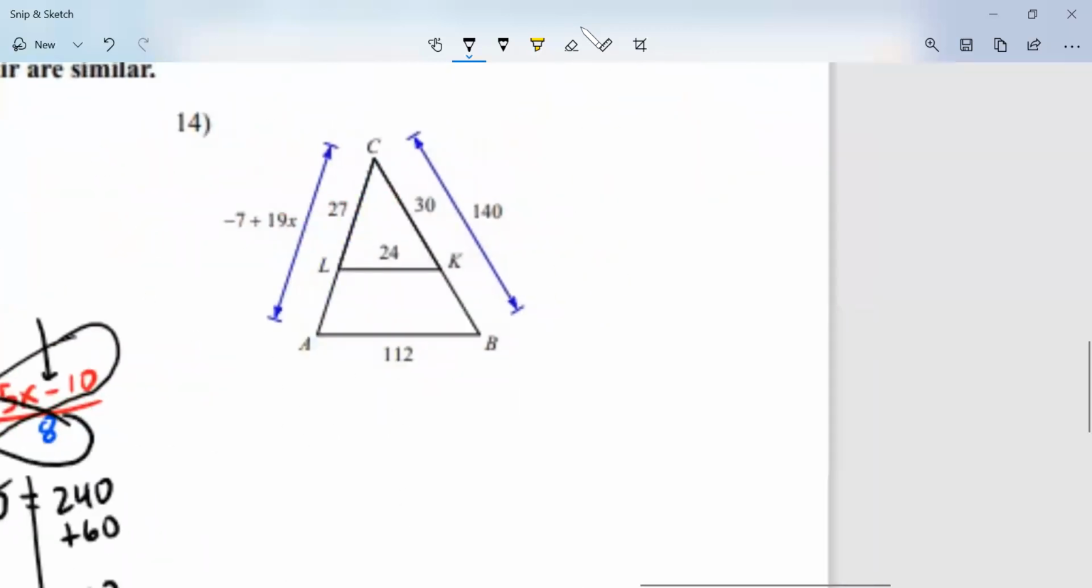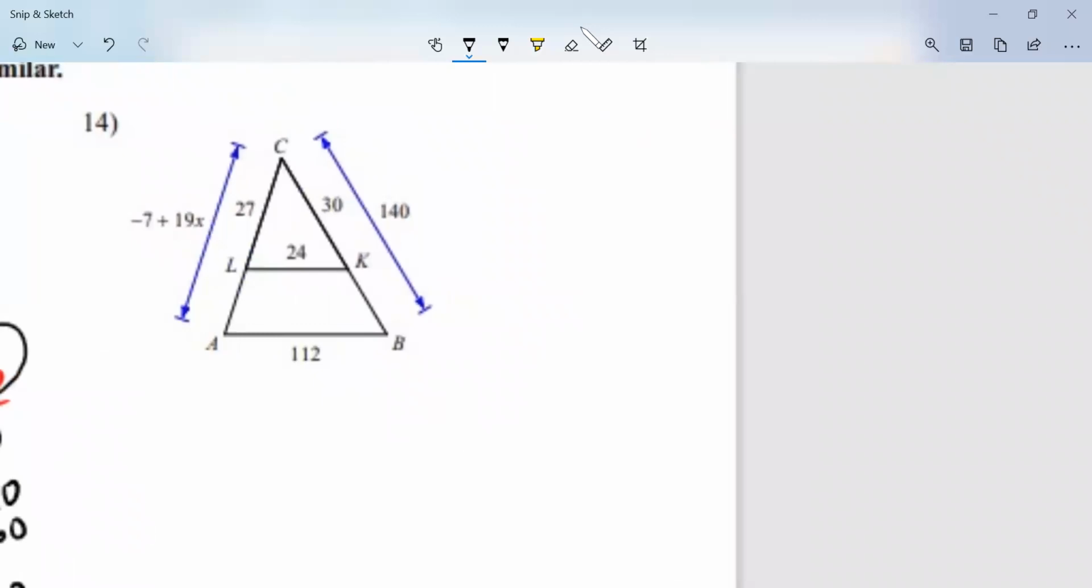Let me take a look at question number 14. Always take a look at x first. Where is x? And I'm going to call it in red. I'm going to highlight this big triangle. Because I see one of the sides is negative 7 plus 19x. That's the entire side. And then I have to either use the 140 or the 112. It doesn't matter which. Just to choose one, let me choose the 140.